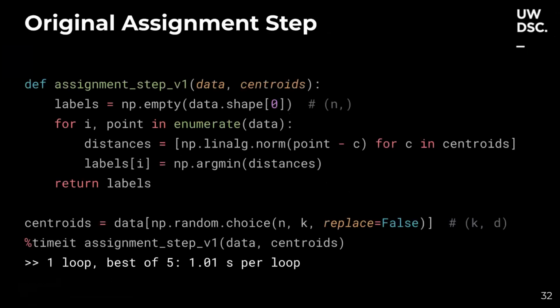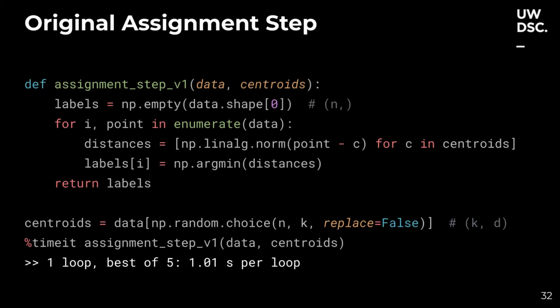So this is what we have right now. As you remember, we create this labels array, and every turn we look for the closest point and assign that into the label. This basically takes about 1 second to run, which is not great. So what are some issues that we see here? In the beginning of the presentation, I was talking about avoiding for loops and vectorizing code.